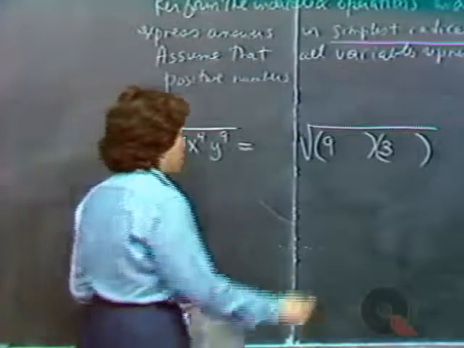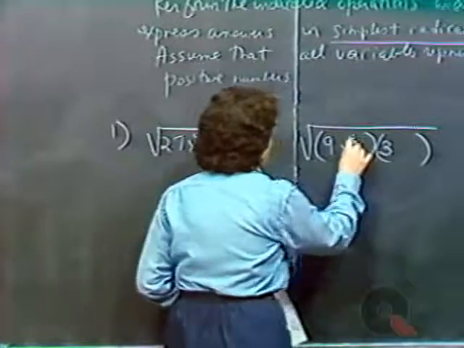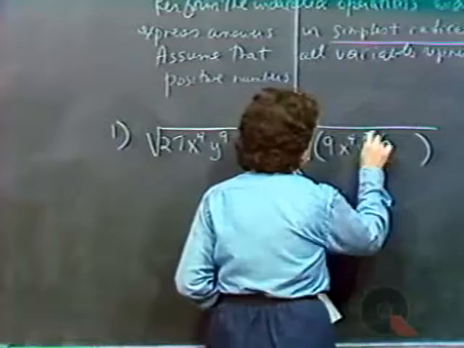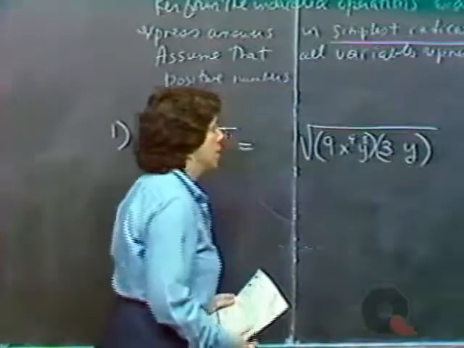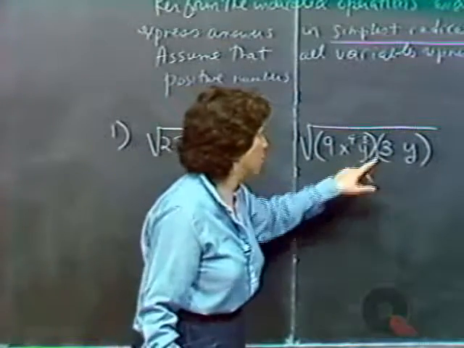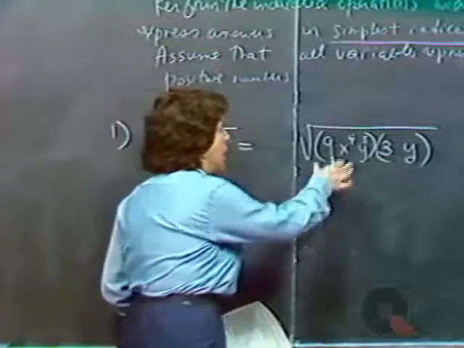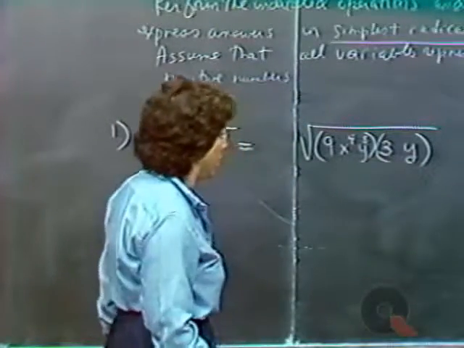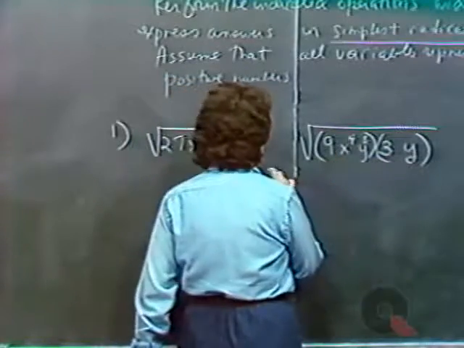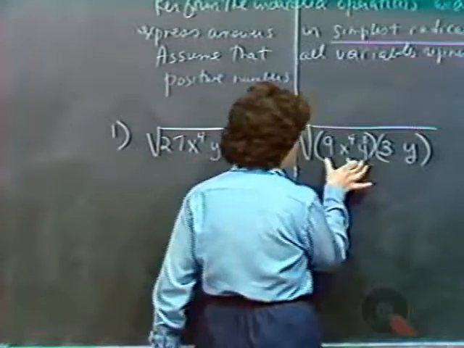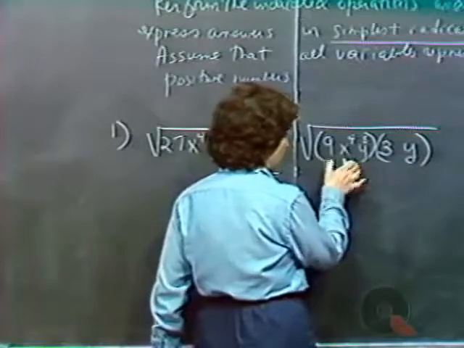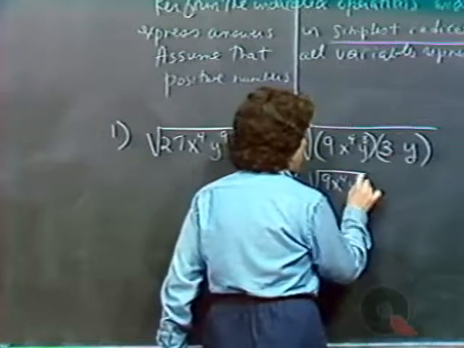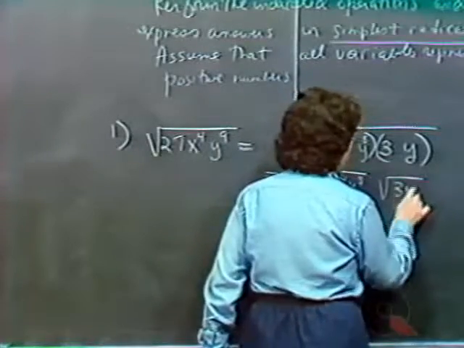X to the 4th is a perfect square. And y to the 9th I'm going to write as y to the 8th times y. This is still 27x to the 4th y to the 9th, but it's written as a perfect square factor times something which is not a perfect square. Now the square root of a product is the product of the square roots of the individual factors. So it'll be the square root of 9x to the 4th y to the 8th times the square root of 3y.